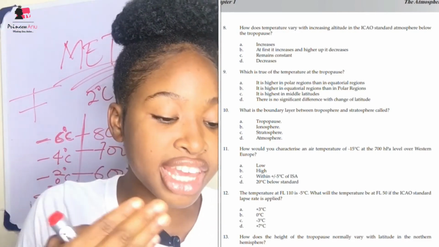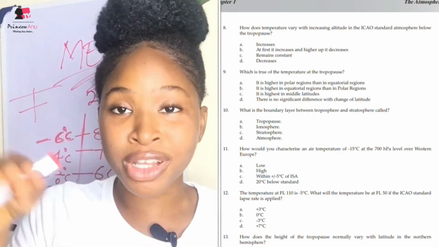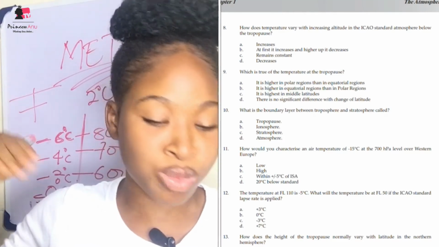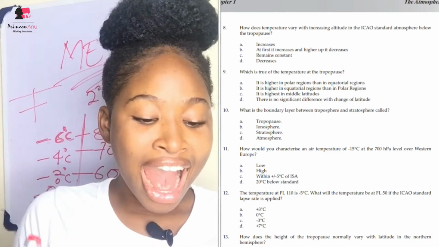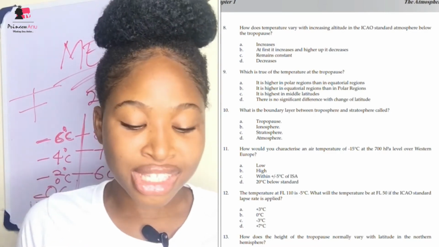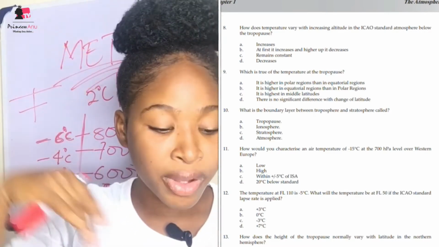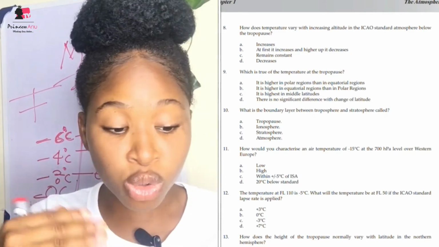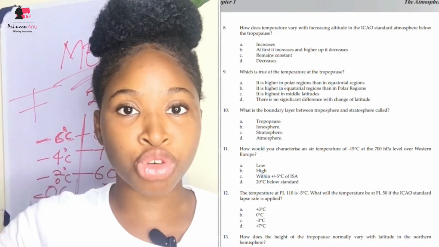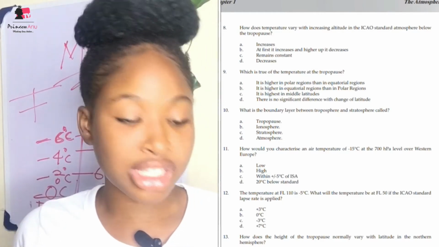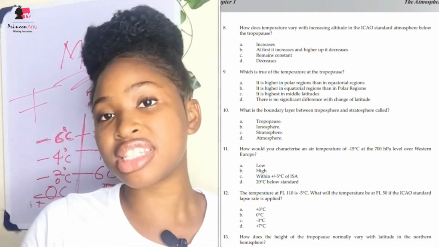So let's check the options. A says it increases. No, it doesn't increase. Below the tropopause, it doesn't increase. It increases in other places, but below the tropopause, it doesn't increase. B, at first it increases, and higher up it decreases. That is not happening below the tropopause. It happens at the stratosphere above, but it doesn't happen below the tropopause. C, it remains constant. It doesn't remain constant. It's above the tropopause that it remains constant. And D, it decreases. So the answer for this one is delta. Delta is the answer for this particular question because it decreases.